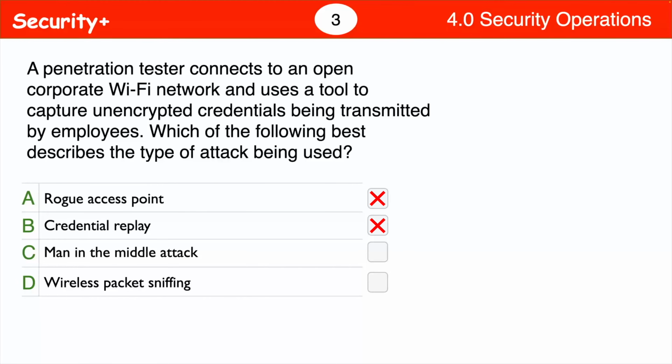And finally, we can eliminate C, a man-in-the-middle attack. Now, while somewhat related, a man-in-the-middle attack actively intercepts and relays communication between two parties. Now, based on the scenario, this is too aggressive compared to what's happening. And that leaves us with D, wireless packet sniffing. And this is just simply the act of capturing and analyzing wireless data packets, especially on unsecured networks, and allows the attacker to review credentials in plain text.